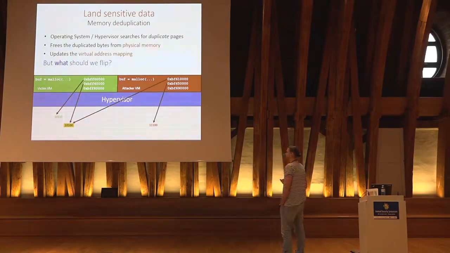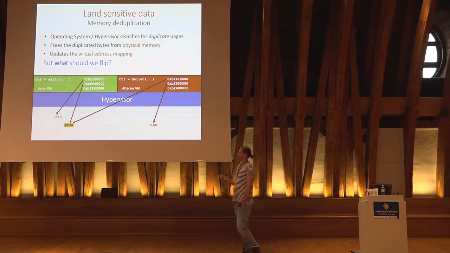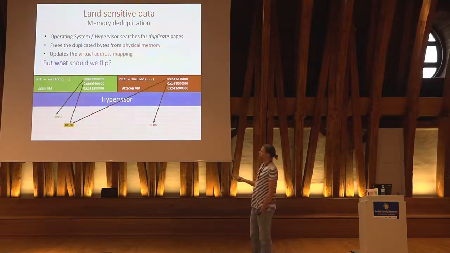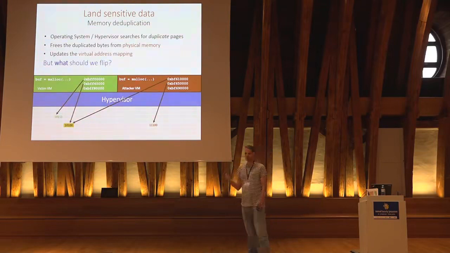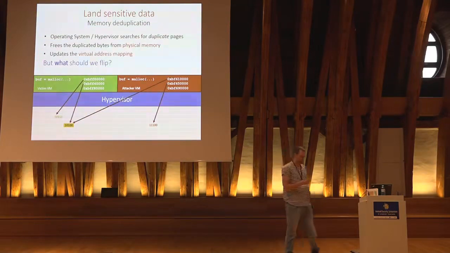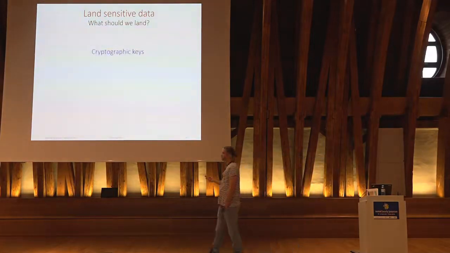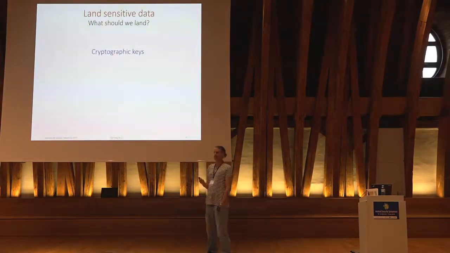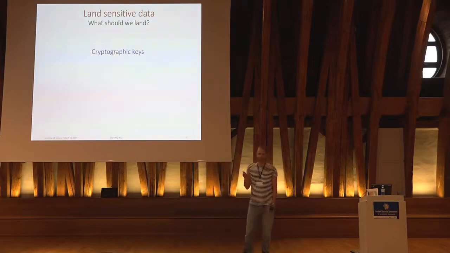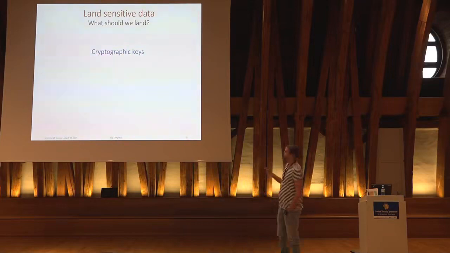So let's say we now have a way to control data in the victim VM. Now, the question is, what are we going to store in this location? What is interesting enough for an attacker to flip one bit in? We're going to look at cryptographic keys. We have thought about other things as well, for example, pointers or return addresses. But we're going to look at cryptographic keys, and we're also going to look at domain names.